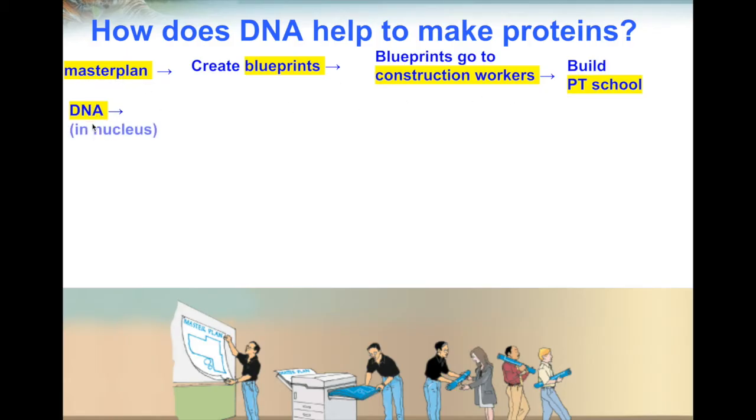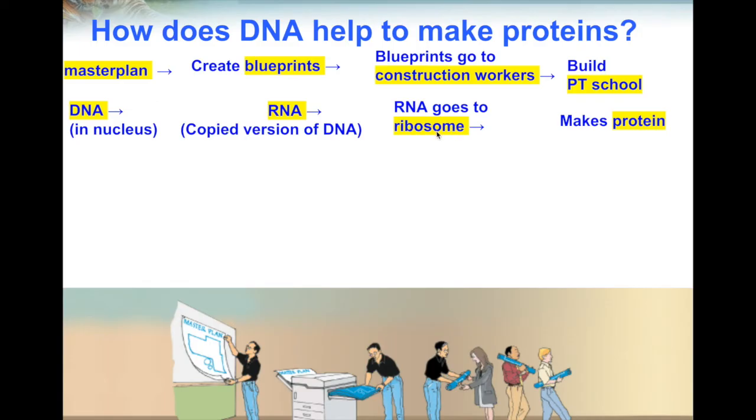Now, the DNA, remember, is inside of the nucleus. So the DNA has the instructions for making the protein. Now, how do we get the DNA that's in the nucleus to make the protein? Well, before we do that, we got to make copies. And like we said, the copies of the master plan are called blueprints. We got to make a copy of the DNA, and we call it RNA. And we make a copy of it so that we can send it out of the nucleus to the ribosome, because the ribosome will read the instructions and make the protein.